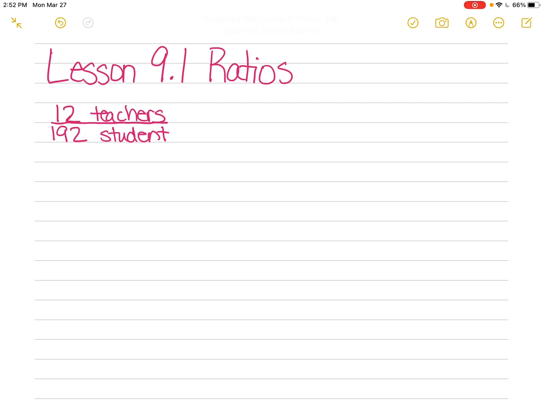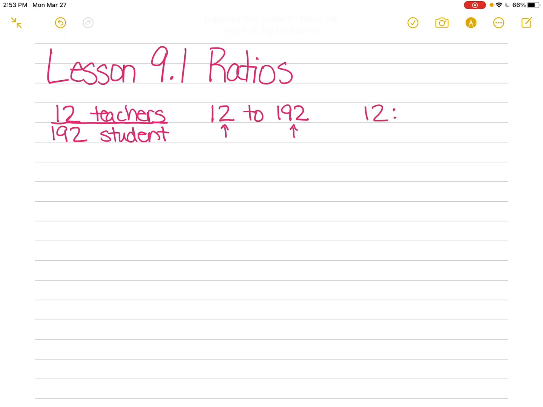And fractions are ratios. When you say 1/2, that means 1 out of every 2. So it's a ratio. So ratios can look like fractions, which this one would look like that. You can also see them written like this, 12 to 192. So you're saying 12 teachers to 192 students. And you can also see them written with a colon.